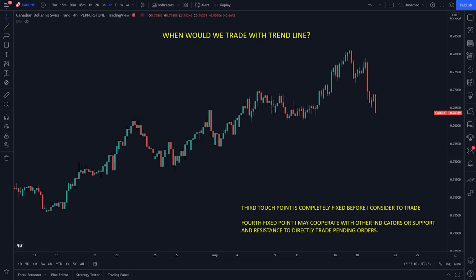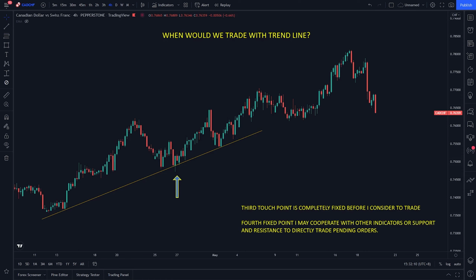For example, now we notice the CAD-CHF 4-hour chart where we can have an obvious trend line in this area. Now, someone will ask if the wick of the candle is below the trend line, would it be a proper trend line? And for me, as long as the candlestick is closed above or below the trend line, I will regard it as a proper trend line.